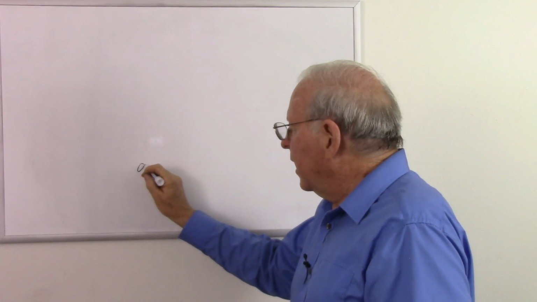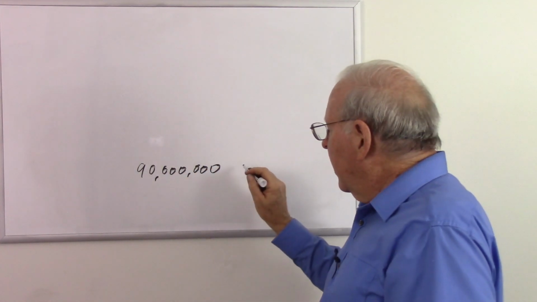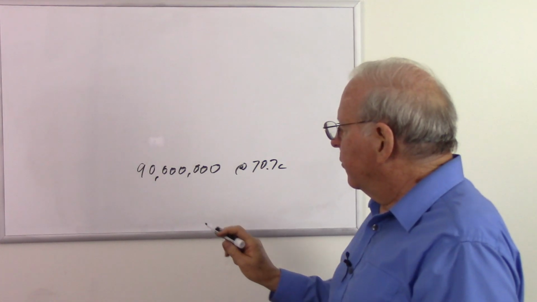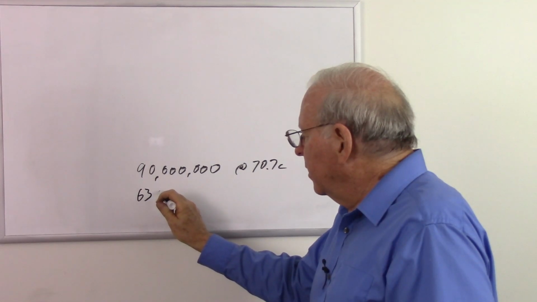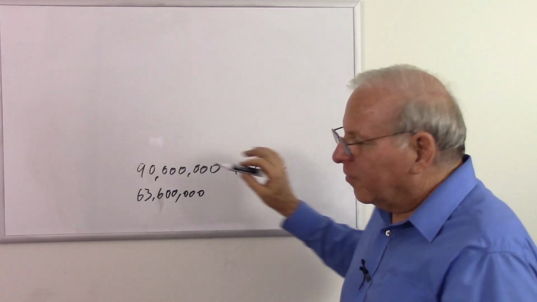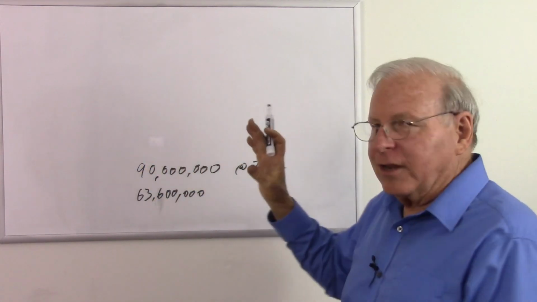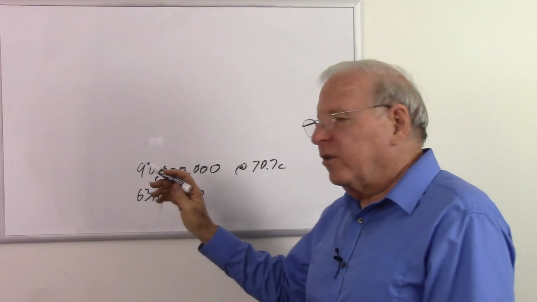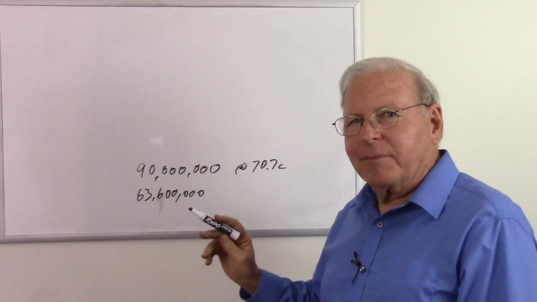So as I showed, 90 million kilometers at 70.7% of the speed of light becomes only 63,600,000 kilometers. And so the object traveling through space actually goes a shorter distance to get to the same destination. So the not moving observer sees something 90 million kilometers away. Someone goes there at 70.7% of the speed of light and finds out it's only 63,600,000 kilometers away.